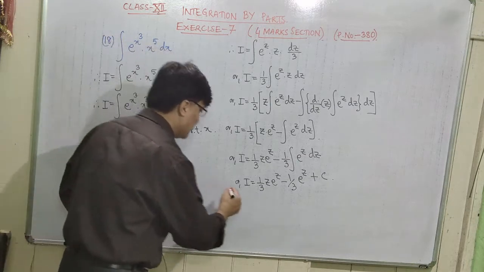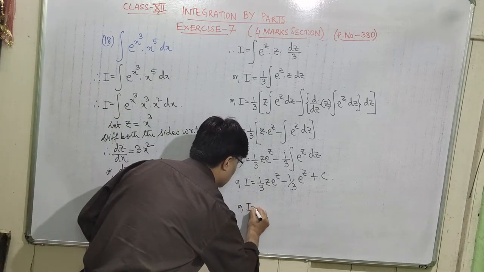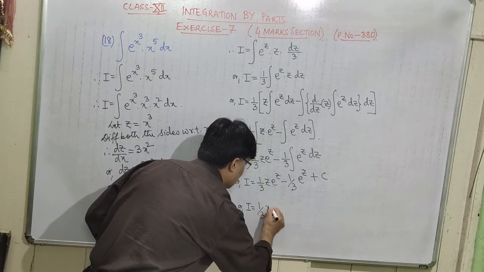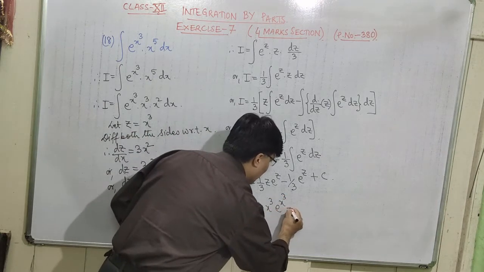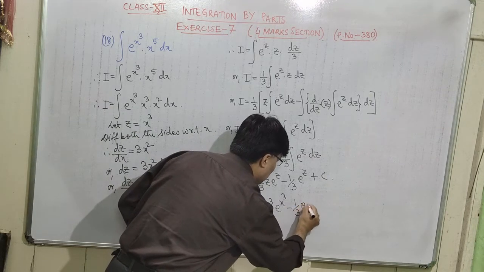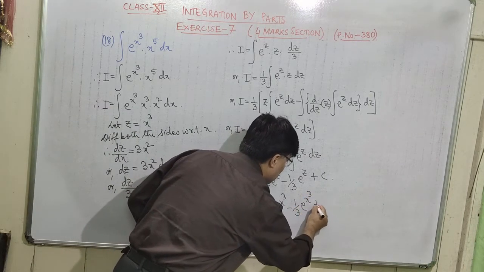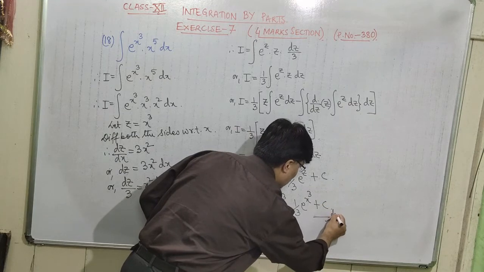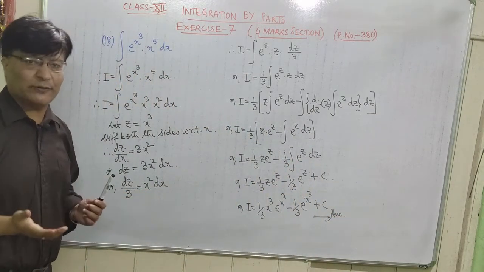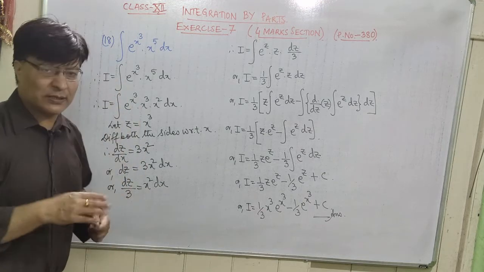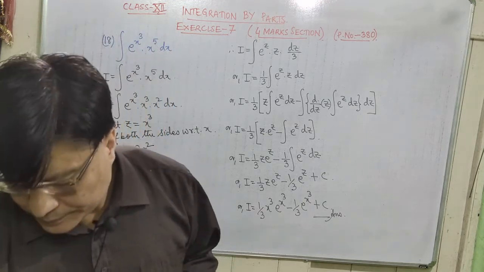It is x cube. Or I is equal to 1/3 x cube e to the power x cube minus 1/3 e to the power, what is z? x cube plus c. So this is the final answer. So I think you have understood it, so you can copy it. Now we'll do the next question.